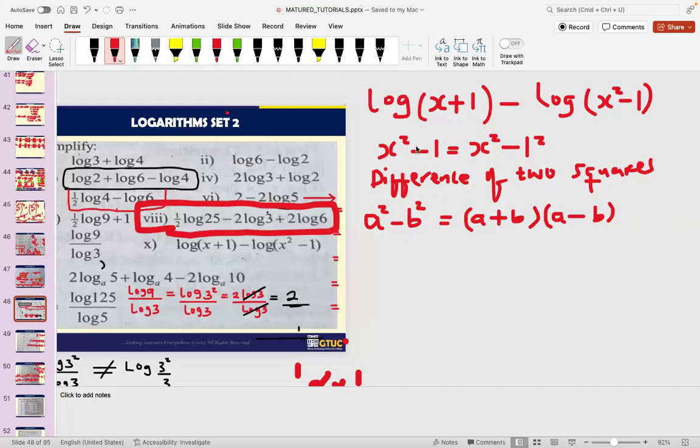If I use this on what I've written here, x squared minus 1 squared, it qualifies under the difference of two squares. It means I should open two brackets.